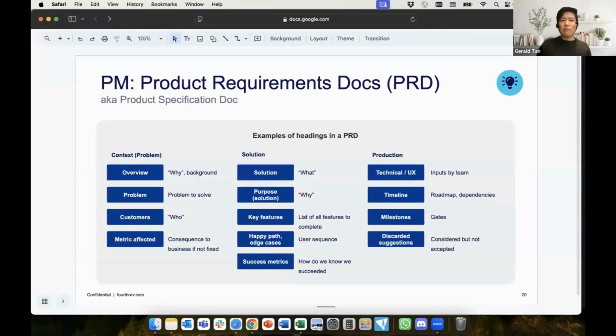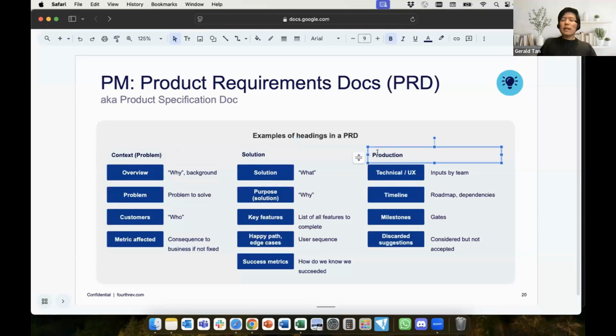We need to be very good at writing a product requirements doc. So if you take a step back, what is in a PRD? Again, this is just what I think is a framework. You may have something different. You may have something similar. The idea is that you give it the context, the problem, and the solutions, and it's all defined here.